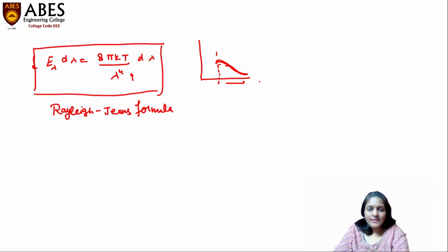I hope you understand the meaning of shorter wavelength and longer wavelength, and how the black body radiation formula was suitable to explain the black body spectrum graph.